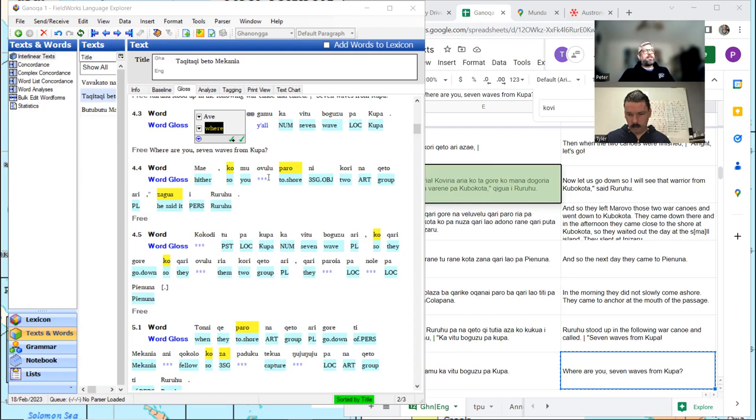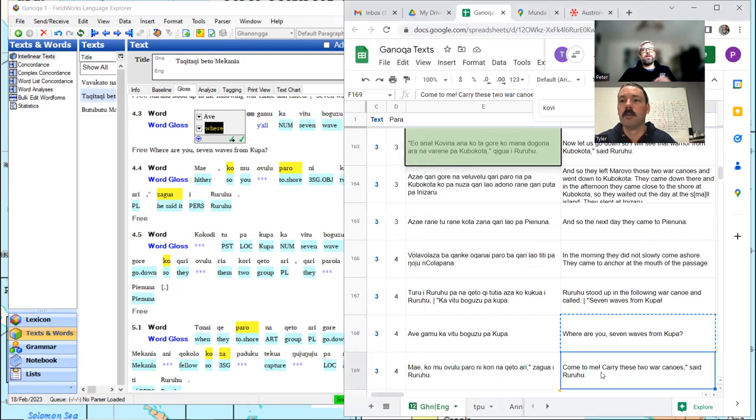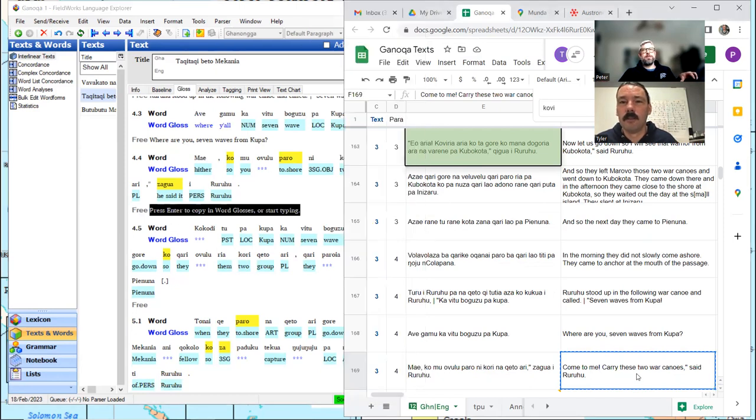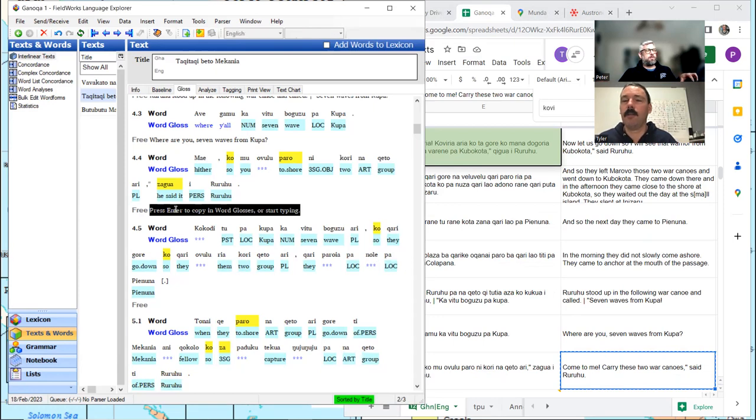So guessing our next sentence here, we have ovalu, for sure. Two groups, I guess, said Ruruhu. So he's giving battle commands. Let's see if the translation helps us with carry is ovalu. Oh my goodness. I want it to do this for me. Carry, come to me. To me, yeah. Carry these two war canoes.